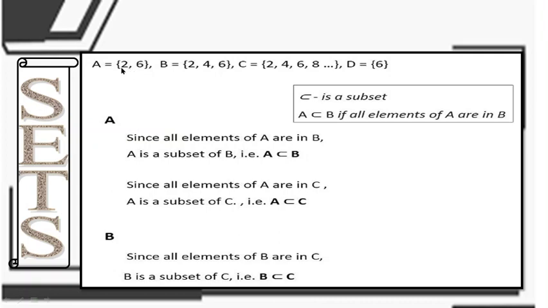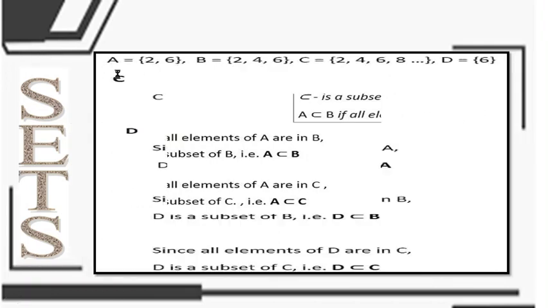Look at set A. There are two elements, 2 and 6, and they are already present in set B and in set C as well. So A is a subset of B, and A is a subset of C also. Let's talk about set B: 2, 4 and 6. These three elements are already present in set C. So B is a subset of C.